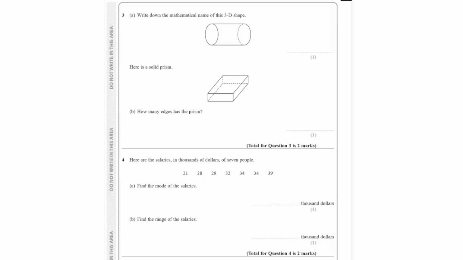Question 3. Write down the mathematical name of this 3D shape. We can see that it has two circular faces and it is elongated, which is a cylinder.